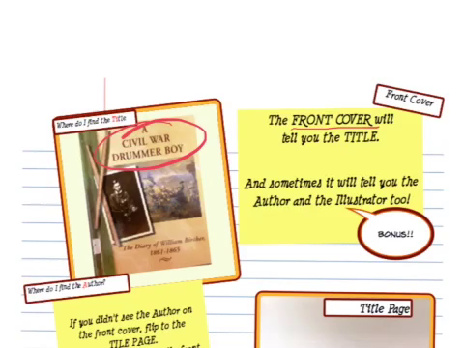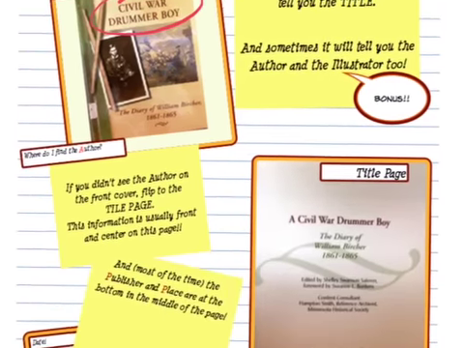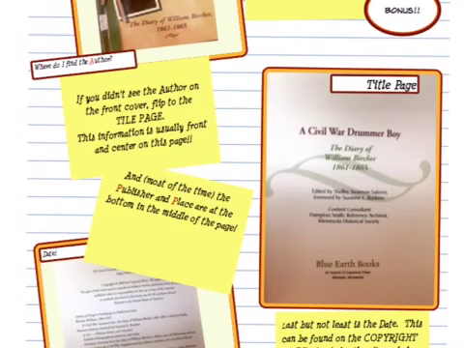In the case of Civil War Drummer Boy, we don't see the author and the illustrator, so we need to keep looking. So, let's keep going, and we're going to go inside the book now and go to the title page. The title page is usually one of the first pages in the book, and it's just what it sounds like. It has the title on there. Civil War Drummer Boy, just like we saw.